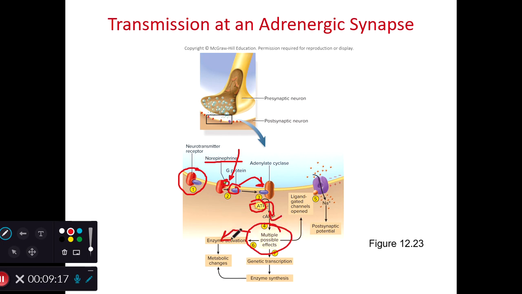It can turn on enzymes. It can activate ligand-gated ion channels, or it can turn on genes. It can initiate genetic transcription. If it does that, genetic transcription is going to make more enzymes. So either it can turn the enzymes on directly, or it can make us make more enzymes. Regardless, we're going to have a metabolic change, a change in cellular chemistry. So these adrenergic synapses are slower, but they have very profound effects when we activate them.